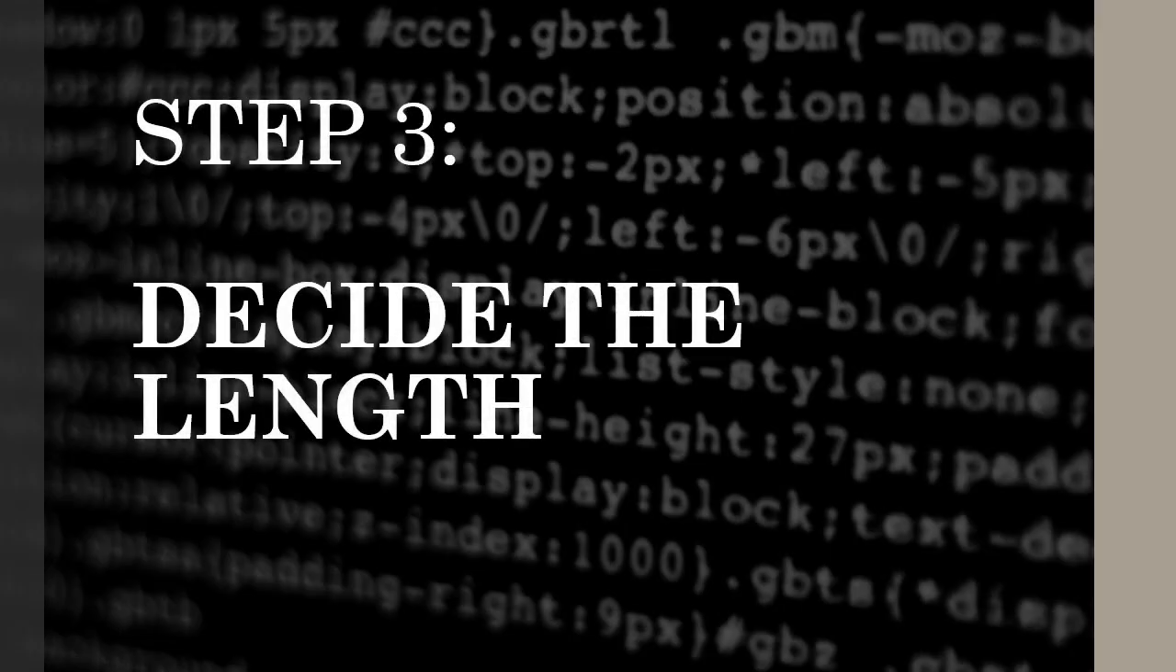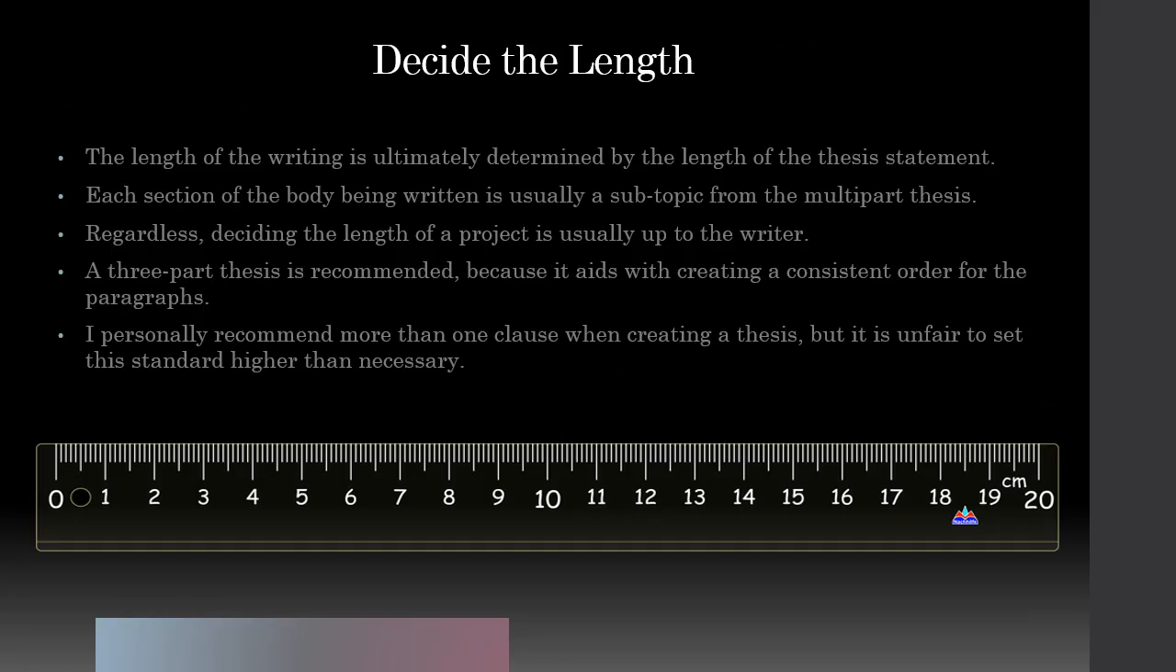Step 3, decide the length. The length of the writing is ultimately determined by the length of the thesis statement. Each section of the body being written is usually a subtopic from the multi-part thesis. Regardless, deciding the length of the project is usually up to the writer. A 3-part thesis is recommended because it aids with creating consistent order for the paragraphs. I personally recommend more than one clause when creating a thesis, but it is unfair to set this standard higher than necessary.